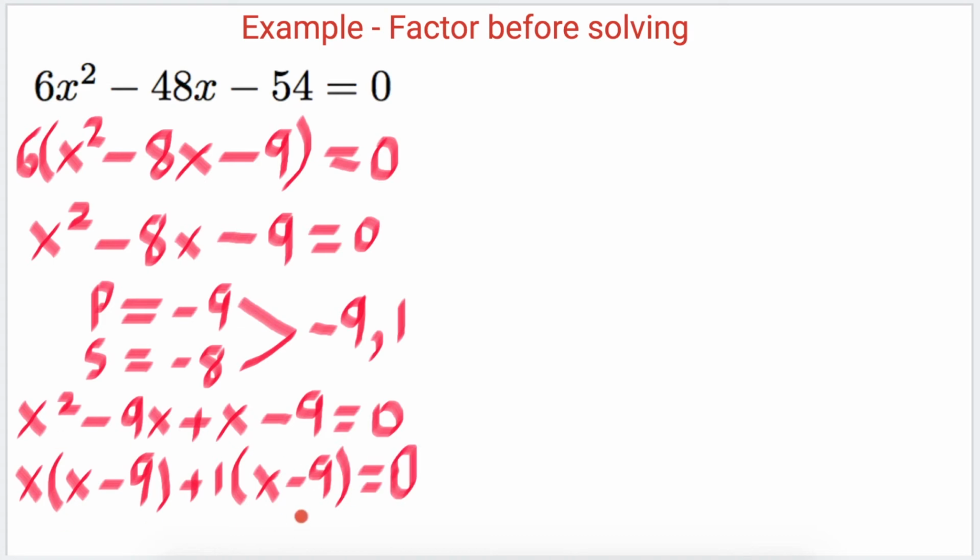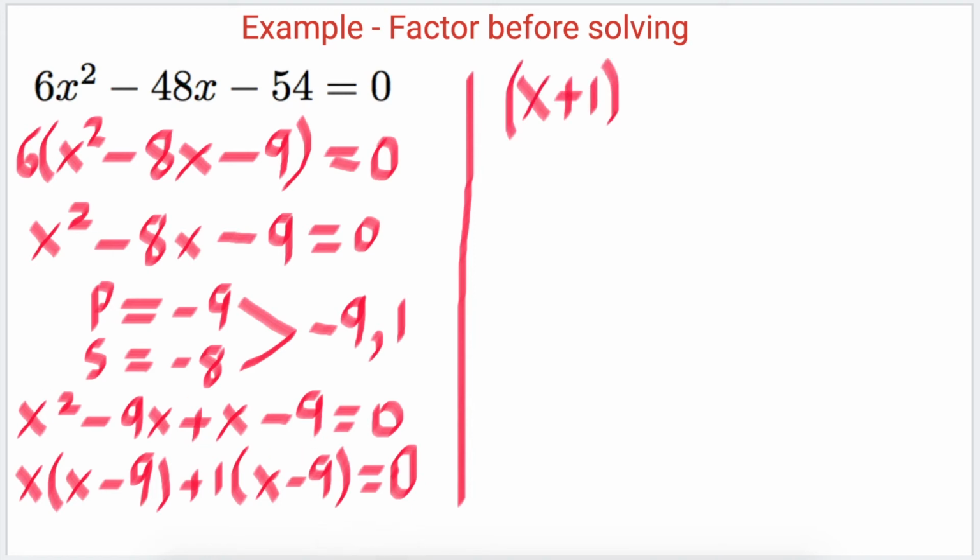When you reach this step, you need to check and see if the two parentheses are identical. If this is x minus 9, the other parentheses must also be x minus 9. And then we're going to take the first two terms, the factored terms x and 1, and put them inside a parentheses, and then x minus 9 is going to be in the second parentheses equal to 0.